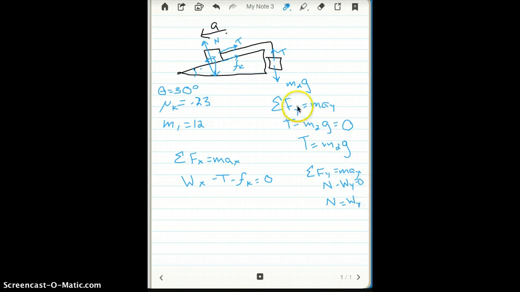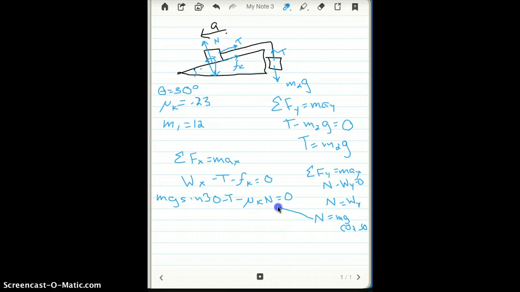Now in this case, if this angle down here is 30 degrees, then so is this. So WY is your adjacent leg, which means it's going to go with cosine. So down here I'm going to write N equals mg cosine 30. Over here, I'm going to get rid of WX and write mg sine 30 minus T. Instead of f sub k, I'm going to plug in negative mu sub k N equals 0. That's the substitution I always make for f sub k.